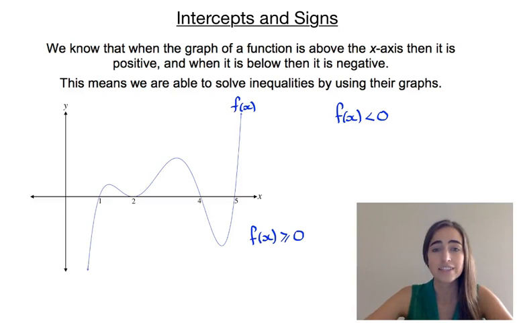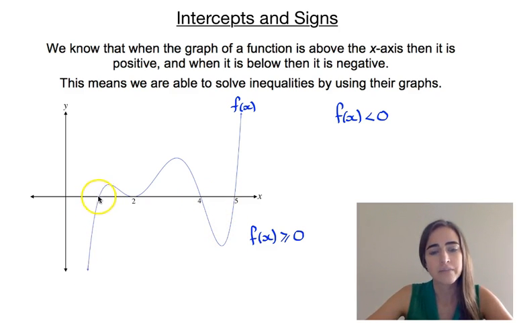All right, so let's have a look at this example. So we want to find two things. We want to find when our function is less than 0, so that's when it's negative, and we want to find when our function is greater than or equal to 0, so that's when it's positive. So this first one, that's going to be whenever our graph is below the x-axis. So that happens in two different places. It happens over here, and then it happens in this section as well.